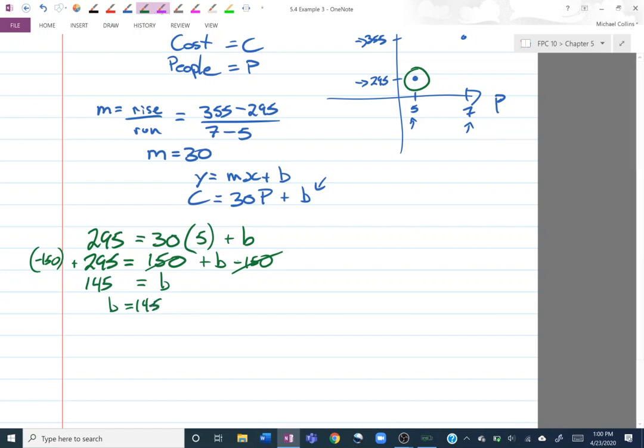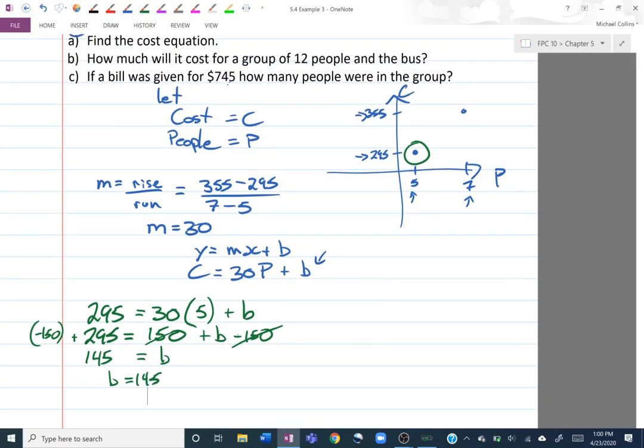If you chose the other point, the pink point, I could substitute that into, let's see what happens, 355. This is also a great double check if you have extra time on a test or a quiz. If you get the same answer two different ways, chances are really high you're right.